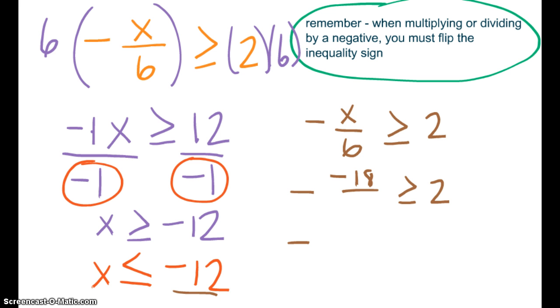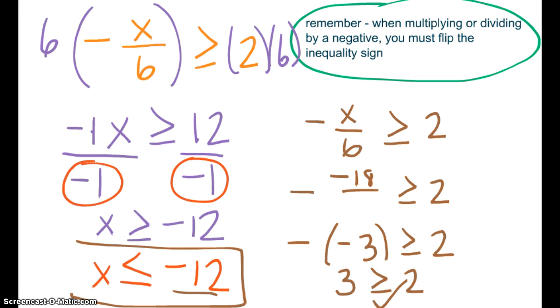So really what's happening here is you have negative, and then negative 18 divided by 6 is negative 3, and that is greater than or equal to 2. This is basically negative 1 times negative 3. So that's 3 is greater than or equal to 2, and that is a true statement. So yes, x was less than or equal to negative 12. So very important: these are so similar to regular equations. Your one little trick is when multiplying or dividing by a negative, you have to flip the inequality sign.